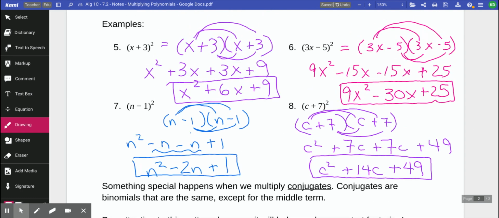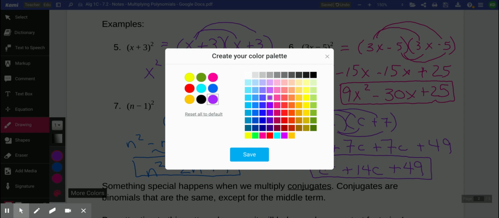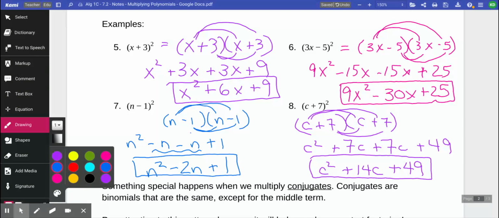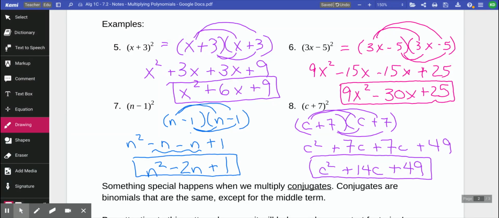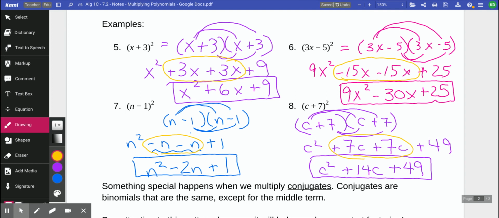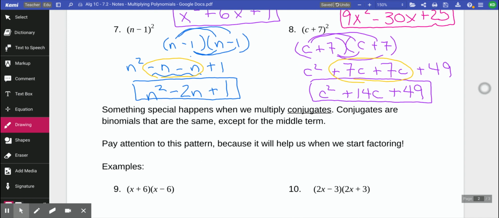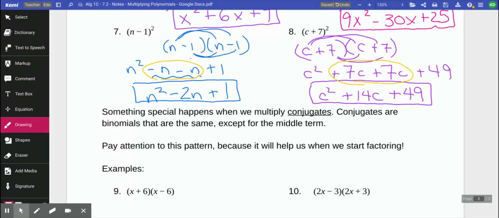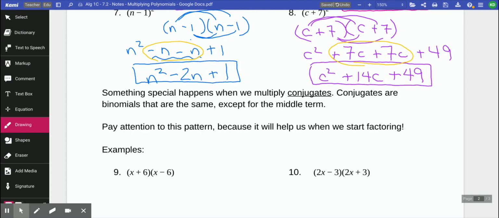So in all of these, let's just take a minute and notice something here. When we have these ones that are being squared, look what happens in the middle here. We had the exact same terms that combined, right? So that's always going to happen with these. That's kind of just a pattern that we're going to see. Okay, so just something to think about when we start factoring a little bit later, that might be important.